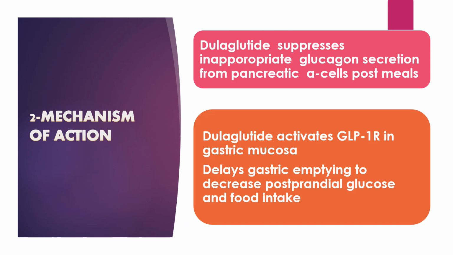On the other hand, glucagon-like peptide 1 receptors are found in pancreatic alpha cells. Dulaglutide acts on such receptors and suppresses inappropriate glucagon secretion post meals. Also, glucagon-like peptide 1 receptors are found in gastric mucosa. The activation of such receptors by dulaglutide leads to delayed gastric emptying, decreased postprandial glucose and decreased food intake. Such actions work collectively to achieve glycemic control.